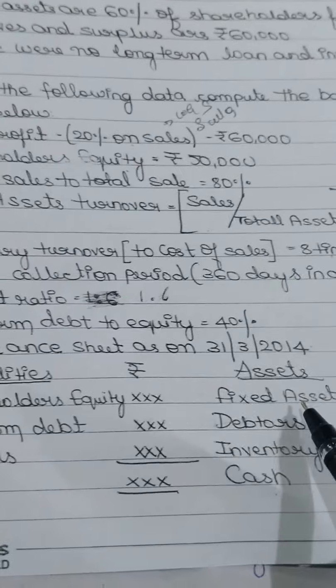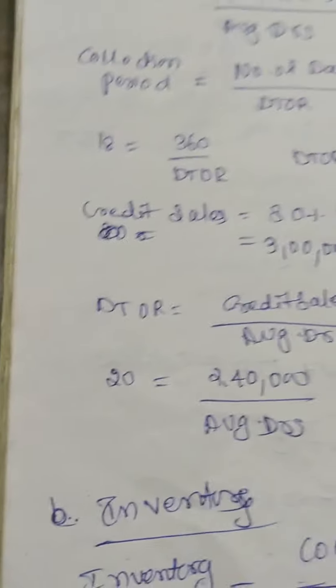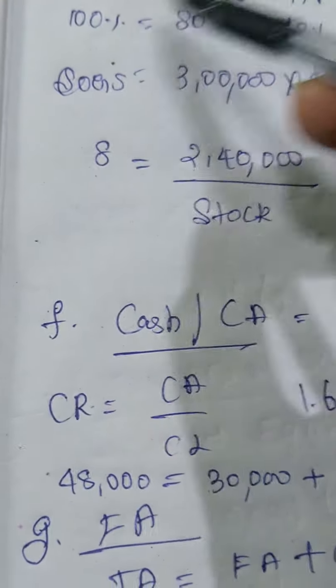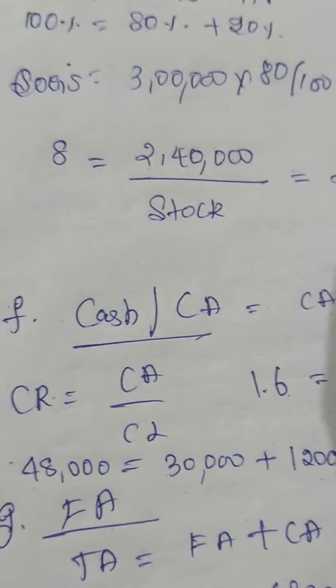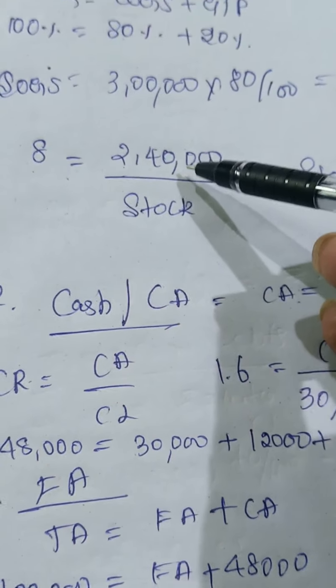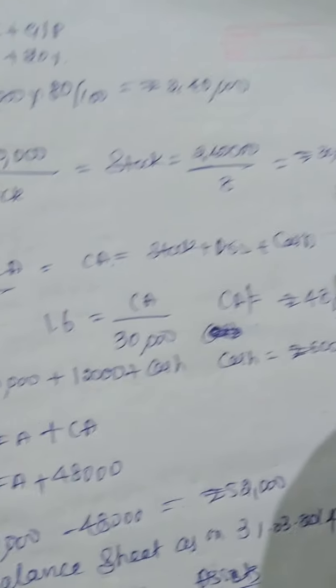Next, in your balance sheet, fixed assets we can find later. Debtors we have found. For inventory, they have given the inventory turnover ratio, that is cost of goods sold divided by average stock. So first we need to find out the cost of goods sold using this equation. We'll get 2 lakh 40 as your cost of goods sold. So inventory turnover ratio 8 equals cost of goods sold divided by stock, and you will get stock of 30,000.